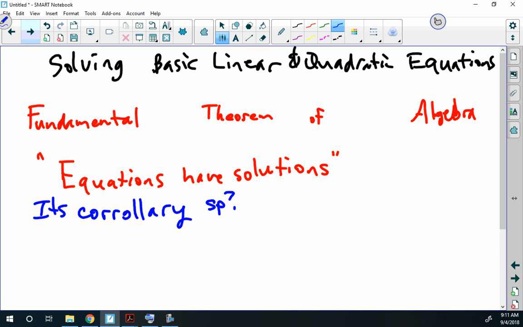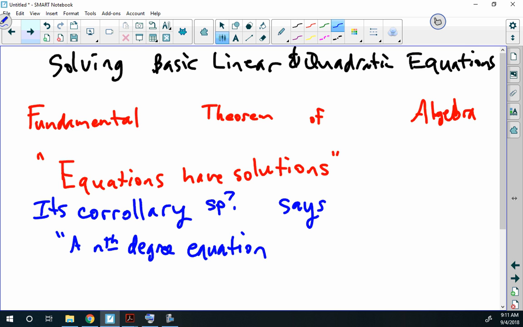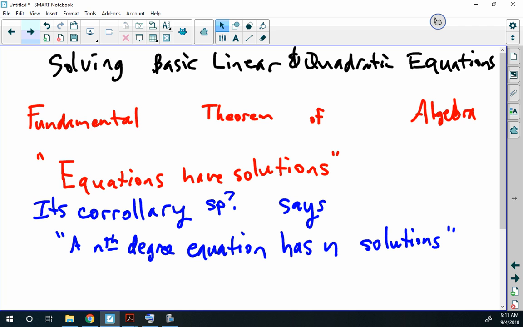Its corollary says an nth degree equation has n solutions. And we'll clarify this a little bit more as the year gets further into it in chapter 5. But it says an nth degree equation has n solutions.